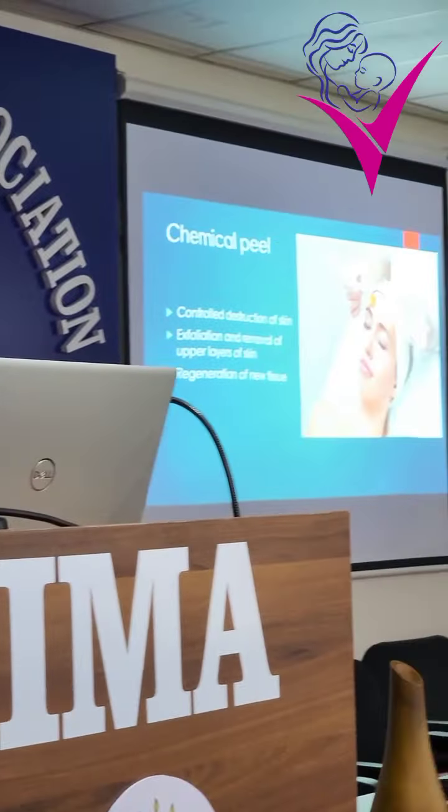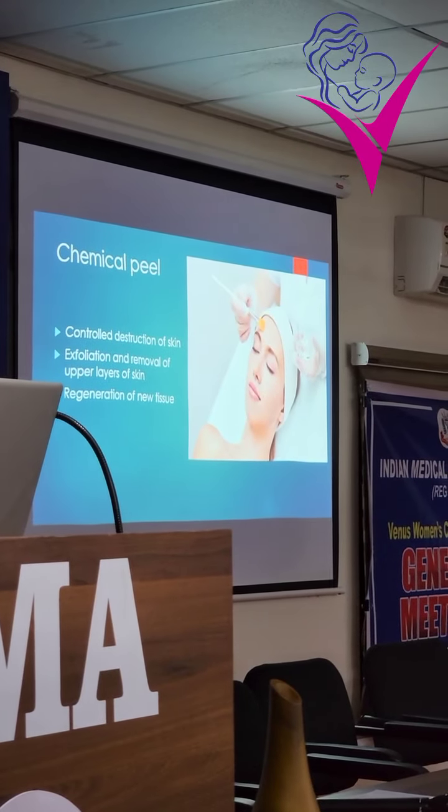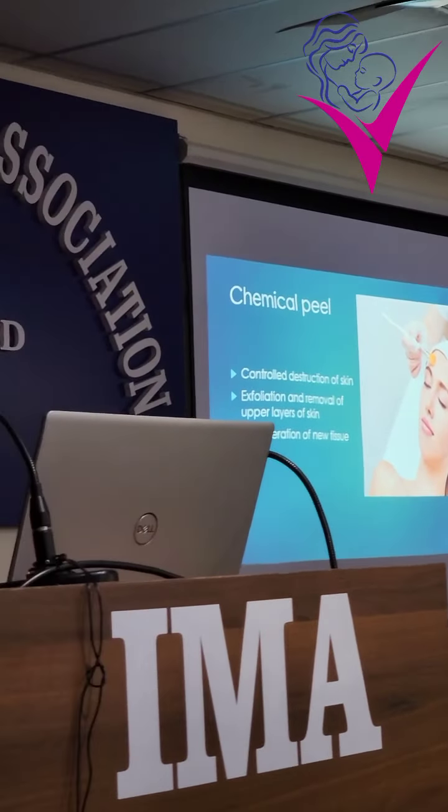Now, what about chemical peels? Chemical peels are commonly performed cosmetic procedures. Here we apply a layer of chemical onto the skin to give a controlled destruction of skin and exfoliate the upper layer of skin and regenerate new tissue.